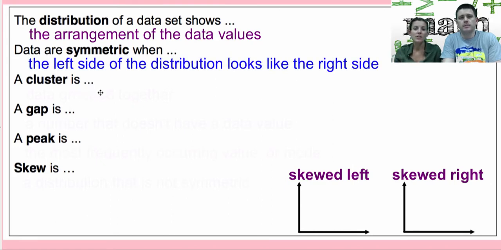All right, symmetrical. We've talked about symmetrical a lot in geometry and in elementary school. Data is symmetric when the left side of the distribution or the graph looks like the right. We're going to show you a couple of examples of that today.